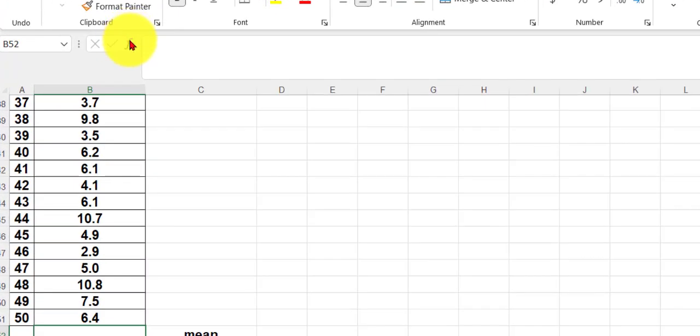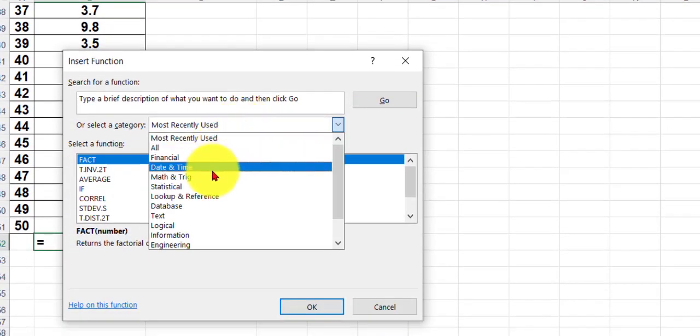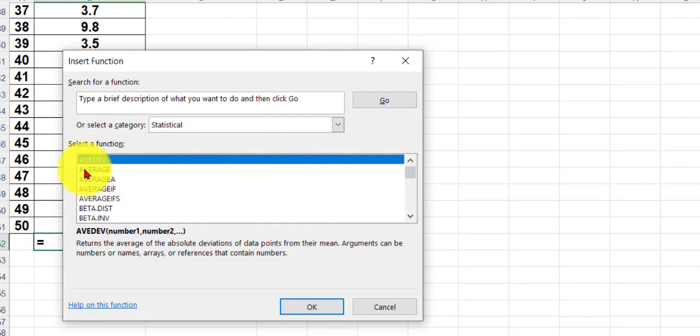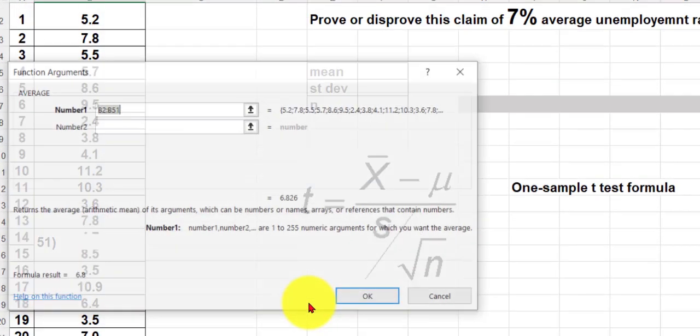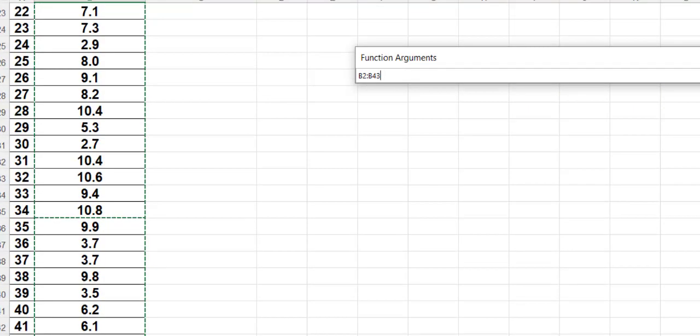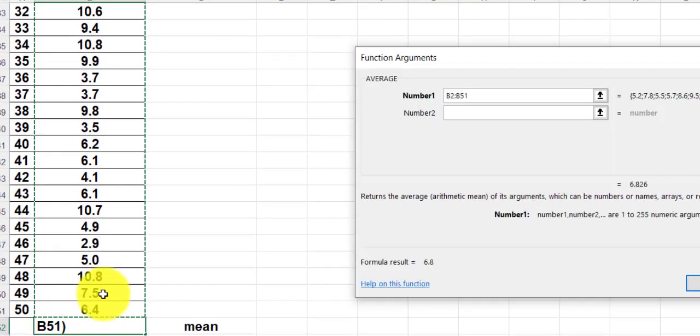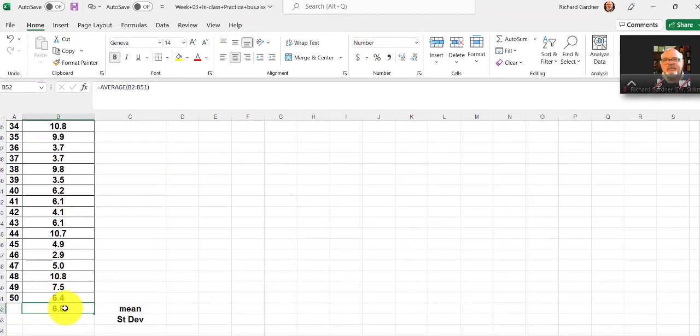Go to the function bar. Go to statistical. And there's average right there. Click. And it says, where do you want the average taken from? And you highlight the data. Right there. Boom. Enter. So the mean is 6.8. Let's make it to two place values. Thank you very much. Boom.